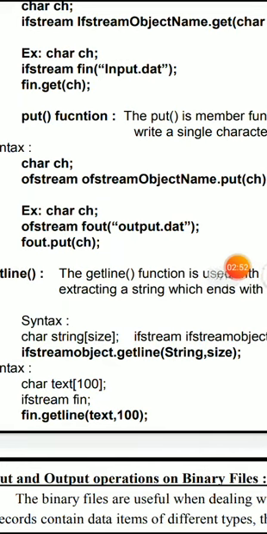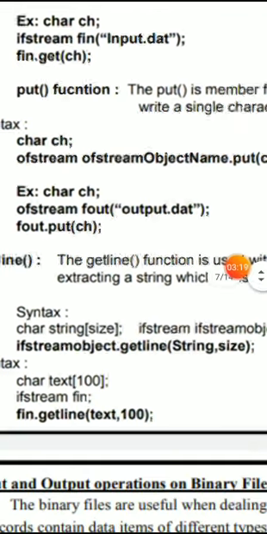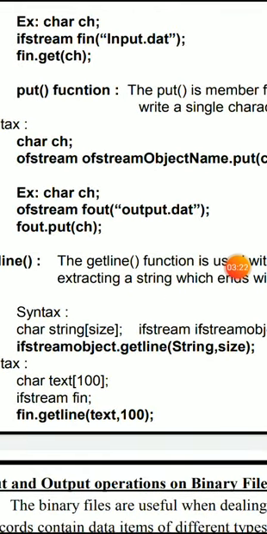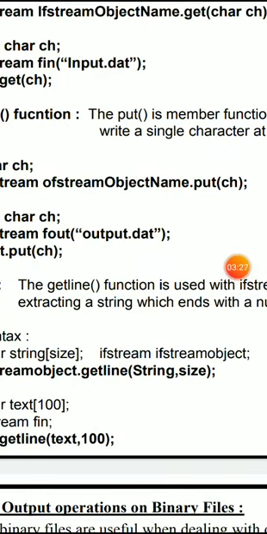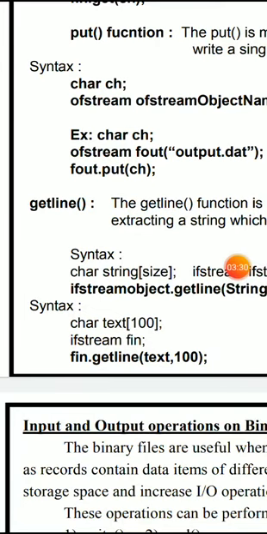So example: char ch is a single character variable which is nothing but the output character variable. ofstream is a class, fout is an object of the ofstream class, and output.dat is a file name in which you want to write one character at a time through a put function. So fout.put is the function which writes one character at a time to the output file. The syntax of a put function is like a get function: char ch, ofstream object name dot put ch. So put is a member function of ofstream. By using this function you can write one character at a time to the specified file.